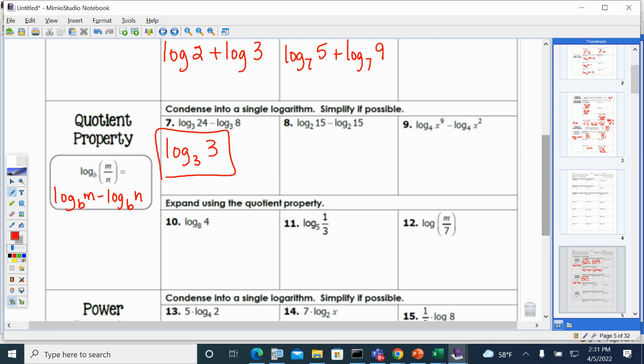You're going to divide. 15 divided by 15 is 1.